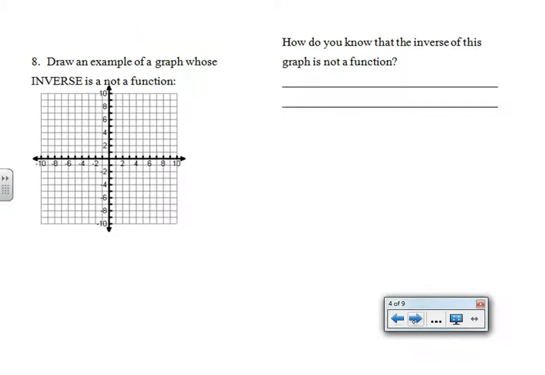Number 8, draw an example of a graph whose inverse is not a function. So if the inverse is not a function, and I am going to talk about the original function or possible function, this has to do with the horizontal line test. So I have to give an example of something that fails, in this case, the horizontal line test, because they want something whose inverse is not a function. So just a nice standard parabola will fail the horizontal line test, because if you drew a horizontal line in over there, it would touch the graph twice.